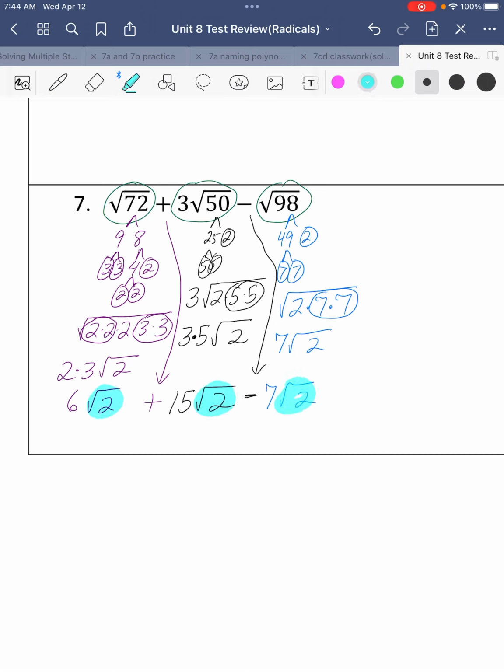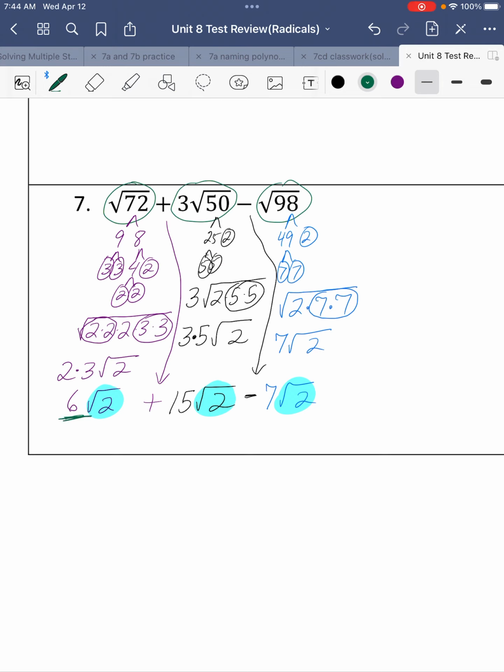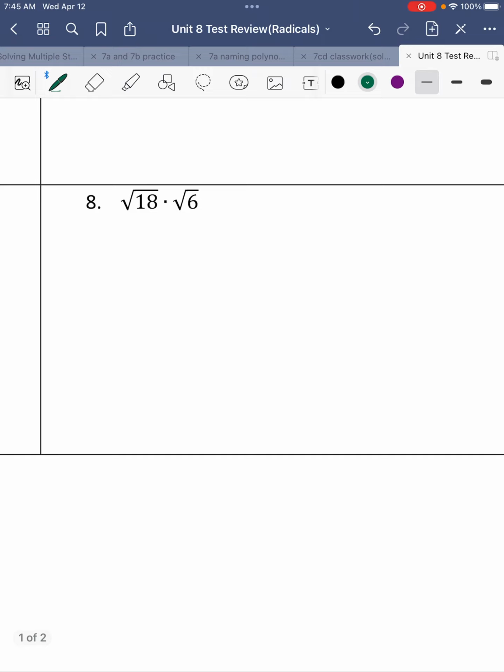Now we gotta look at like terms. So we have square root of 2. That's also a square root of 2. And so is the last one. So they're all like terms. So we now are combining our coefficients. So we have 6 square roots of 2, and we had 15, so that's 21 square roots of 2 minus 7. So that's going to be 14 square roots of 2. And there's your final answer.